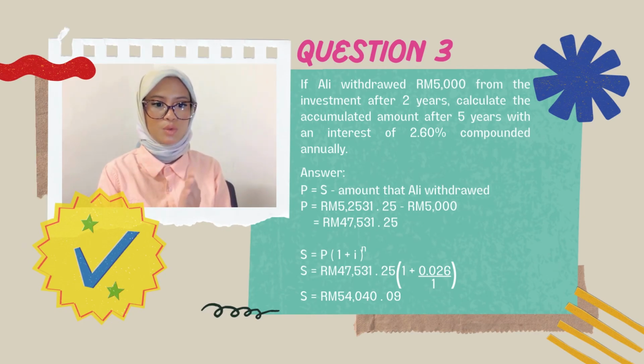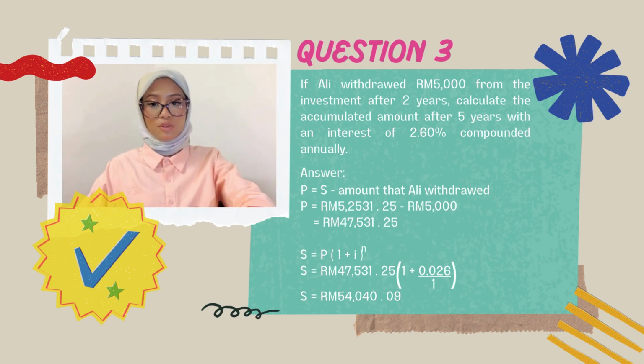If Ali withdraws RM5,000 from the investment after 2 years, calculate the accumulated amount after 5 years with an interest of 2.60% compounded annually. So how to find the accumulated amount? To find the accumulated amount, we need to use P equal to S minus the amount that Ali withdrew. Refer to the question, P equal to RM52,531.25 minus 5,000. So the answer would be RM47,531.25.